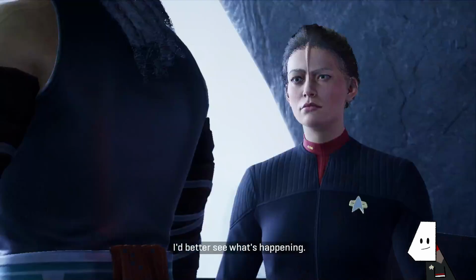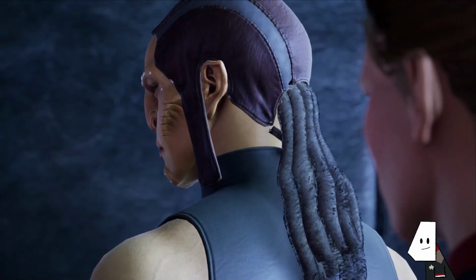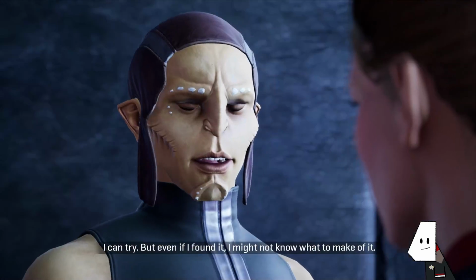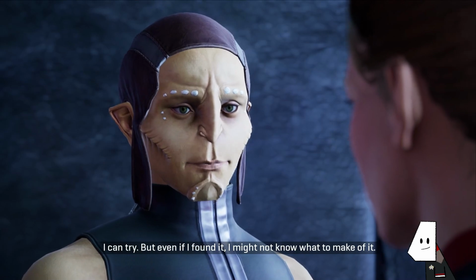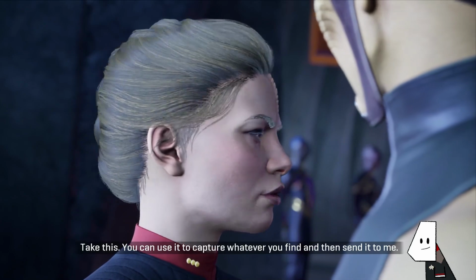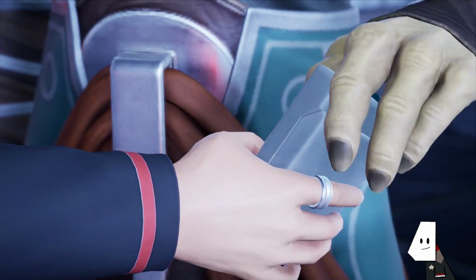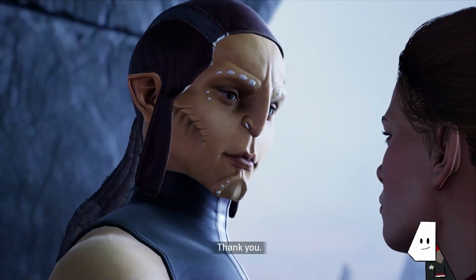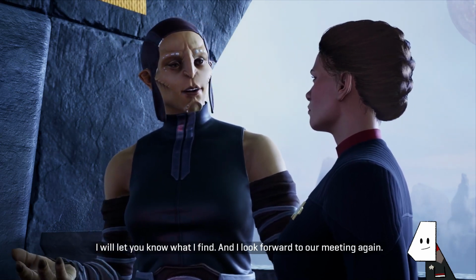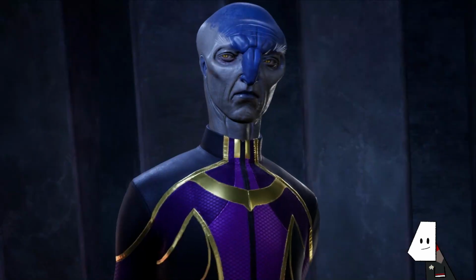I'd better see what's happening. Do you think you can find out what they're hiding? I need to see proof of something before I can make my case to the Federation. I can try, but even if I found it, I might not know what to make of it. Take this. You can use it to capture whatever you find, and then send it to me. Oh yes, we've got a spy on the inside now. I will let you know what I find. And I look forward to our meeting again. Although, are we just putting someone in danger? That seems a bit whiffy.